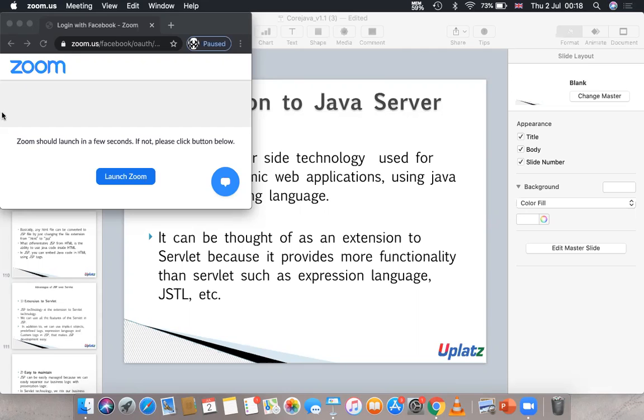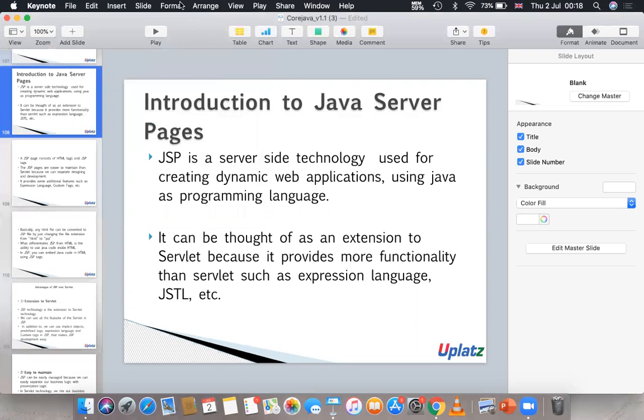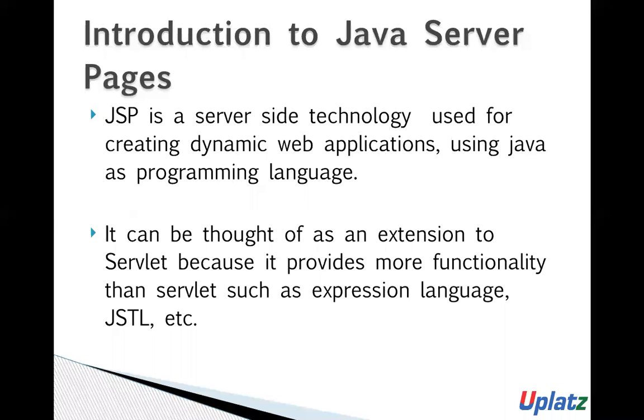So let us try to learn more about JSP. I'm going to show you a presentation for the same. JSP is a server-side technology used for creating dynamic web applications using Java as the programming language. You should have clarity about the difference between a static page and a dynamic page. JSP is a technology that is used to create a dynamic page.